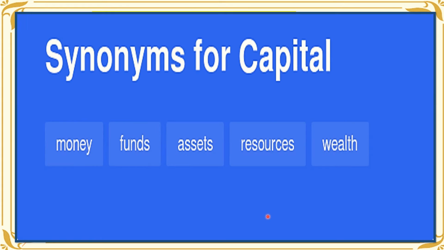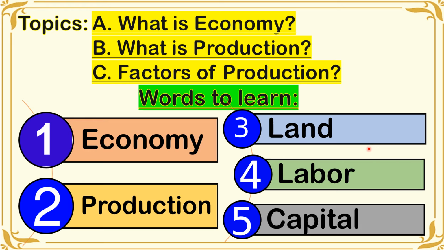And the last one, capital. Synonyms for capital: money, funds, assets, resources, or wealth. All these five things are the things that you need to have in order to run a business. So, class, these are the five words that can help us better understand our topic for today.